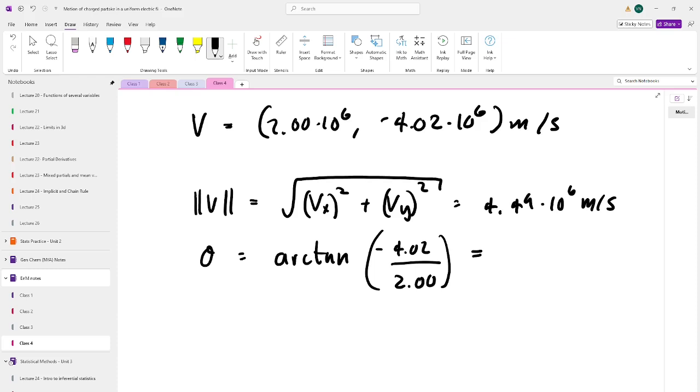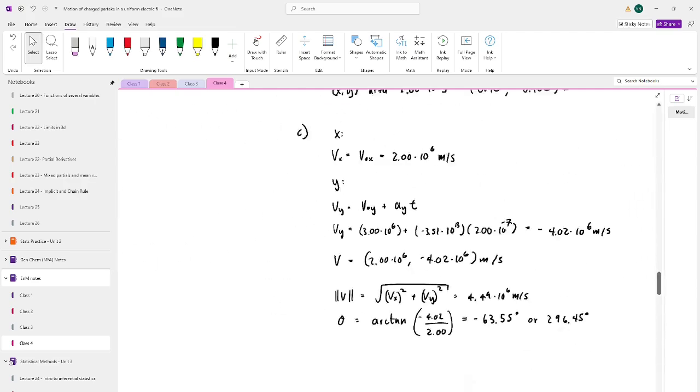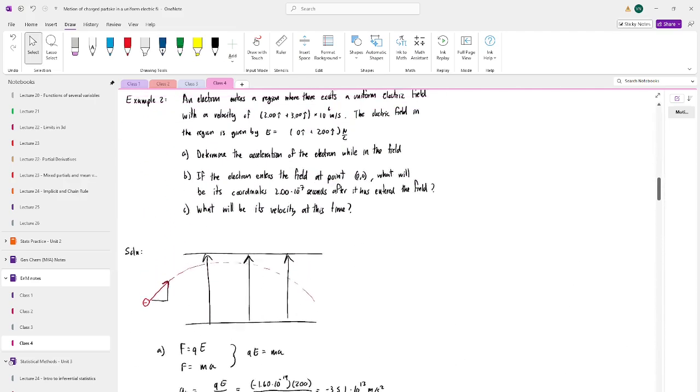minus 1.11 radians. But I think degrees will be simpler, so I'll just convert quickly. So it gives me minus 63.55 degrees. Or you could write it as, of course, 296 degrees, whatever you prefer. So that's ABC.